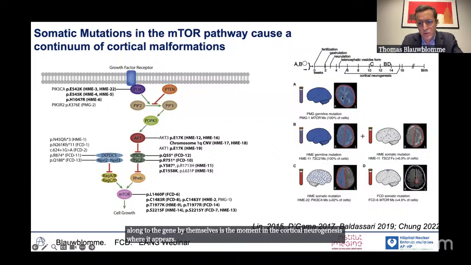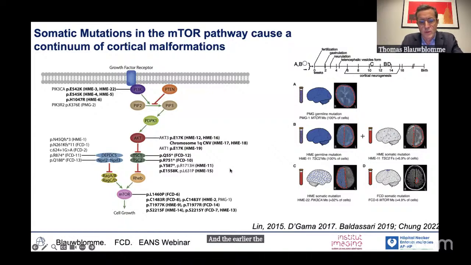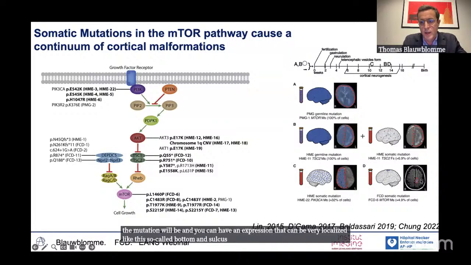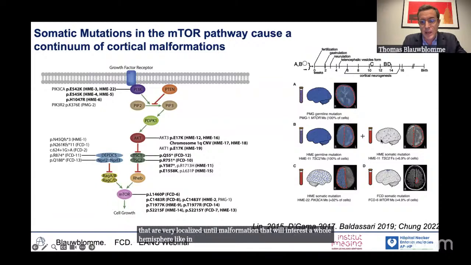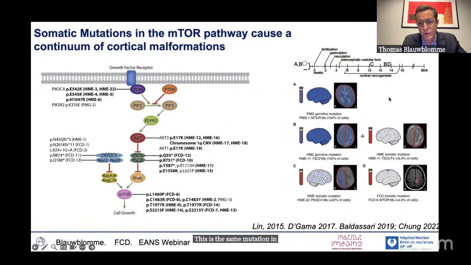And the earlier the somatic mutation will appear, the more widespread the mutation will be. And you can have an expression that can be very localized, like this so-called bottom of sulcus focal cortical dysplasia, that are very localized, until malformation that will involve a whole hemisphere, like in hemimegalencephaly. This is the same mutation in the brain occurring at different time in cortical neurogenesis.